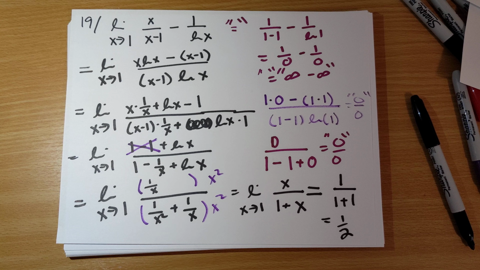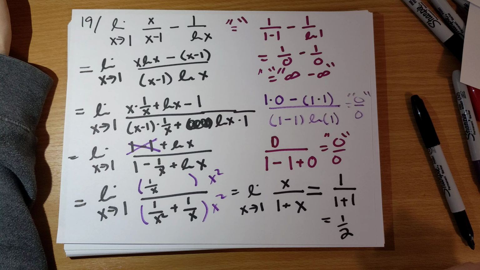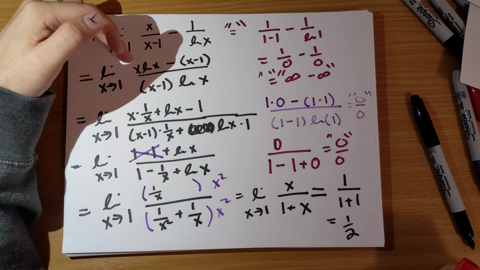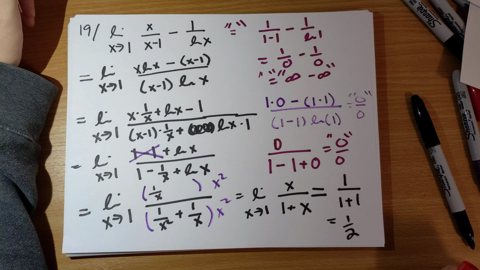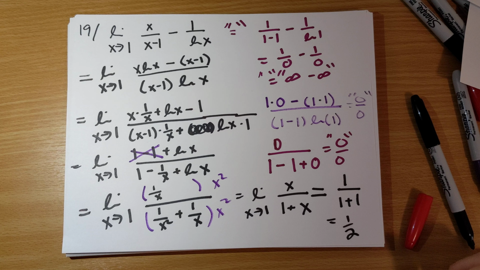So morals to the story. Realize you have an indeterminate form here that's not something you can immediately apply L'Hopital's rule to. So do a little bit of manipulation to get it to the desired form. And then we have to apply L'Hopital's rule not once, but twice.